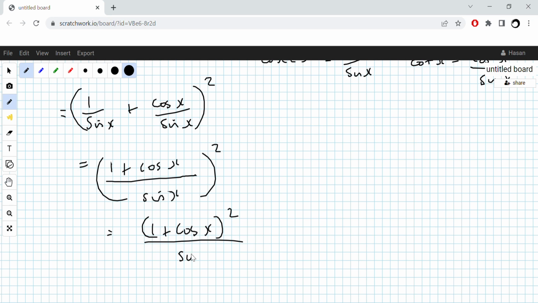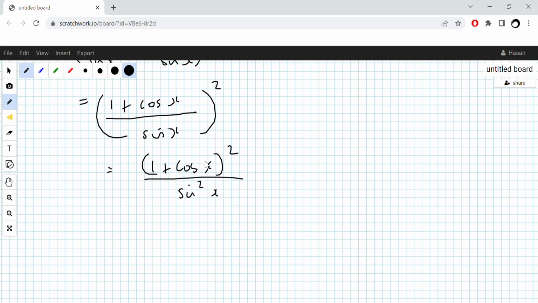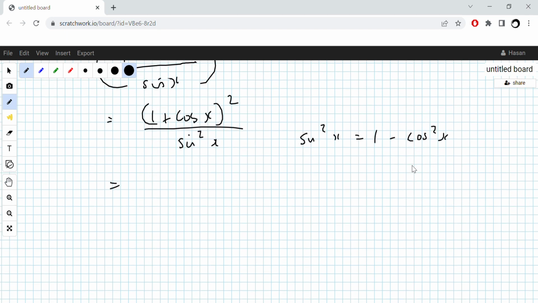sine squared x. Because cos x is at the top, the smart thing would be to change this into a cos x expression too. So use our knowledge of sine squared x equals 1 minus cos squared x. And that should give you (1 + cos x) squared over 1 minus cos squared x.